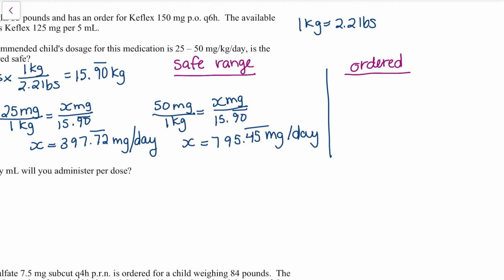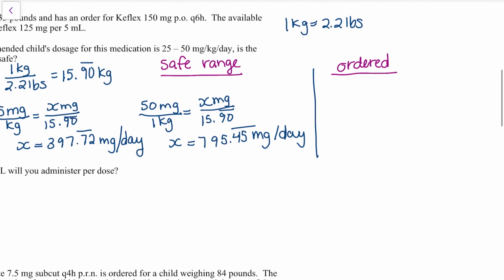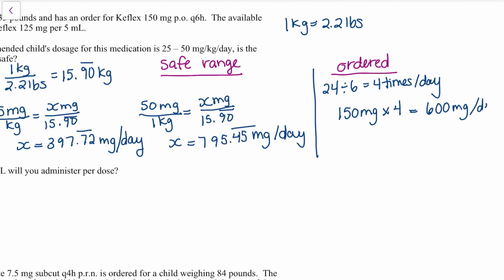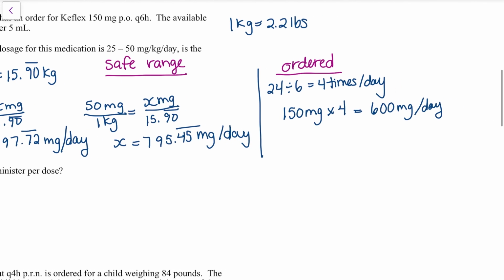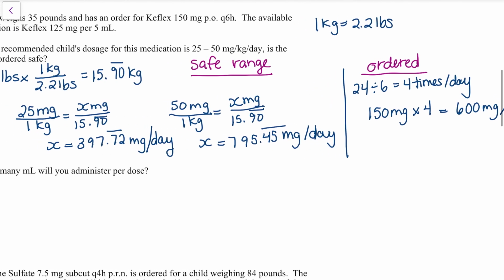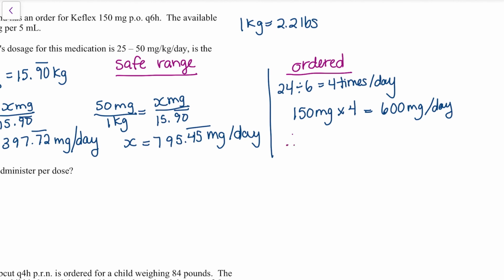Okay, ordered was 150 milligrams by mouth every 6 hours. So we're going to do 24 divided by 6, which is 4 times a day. And they're taking 150 milligrams 4 times a day, which is 600 milligrams per day. Is that 600 milligrams within our range? Yes, so therefore it is safe. So therefore, yes, it is within the recommended range.